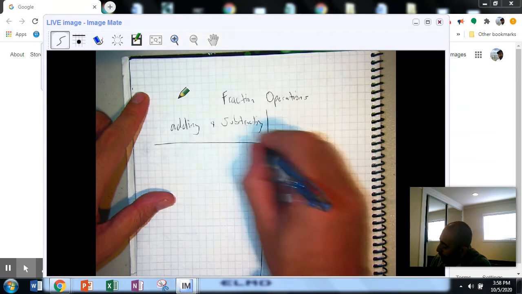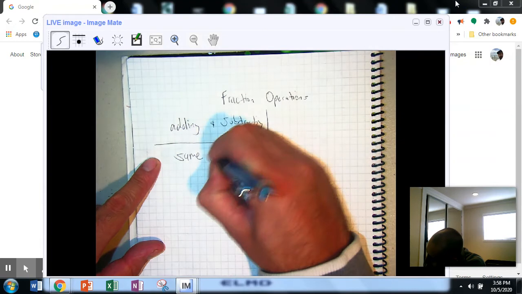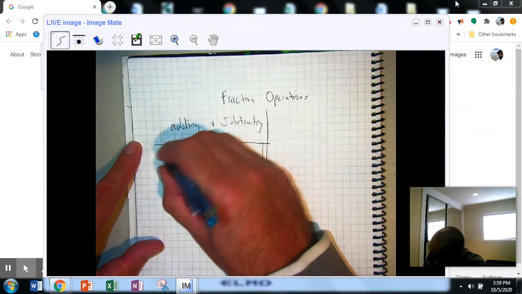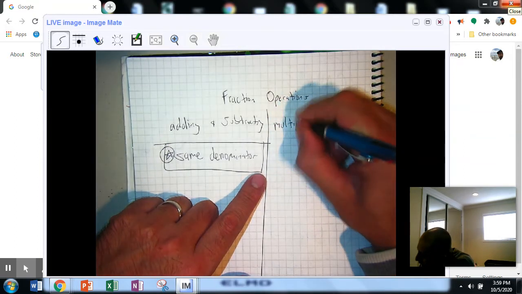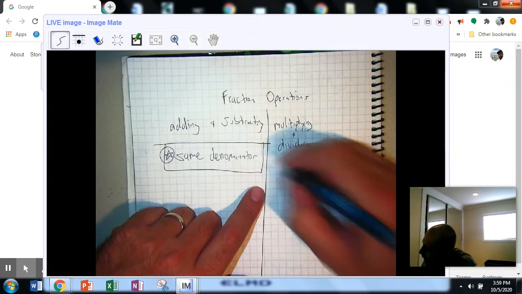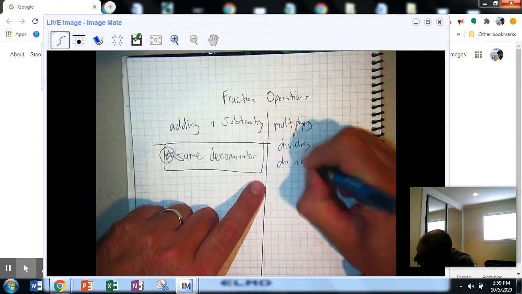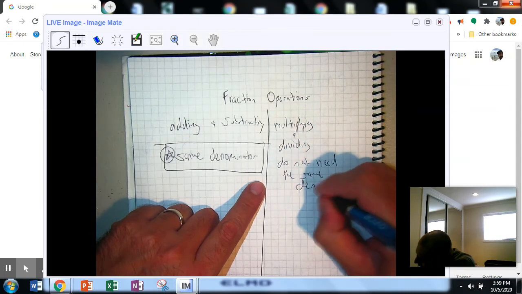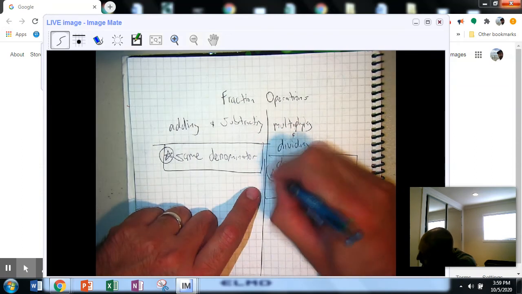All right, so when you add and subtract, you've got to make sure you have the same denominator. That's what's important. For multiplying and dividing, you do not need the same denominator. Okay, so these are the two things you've got to remember.